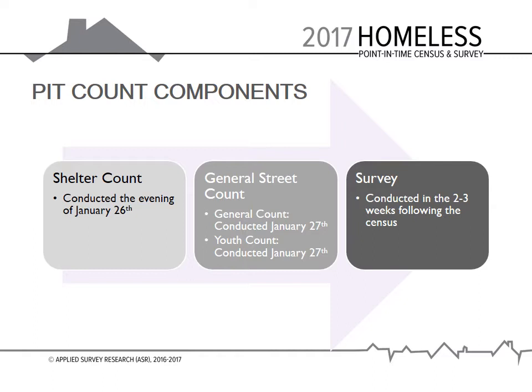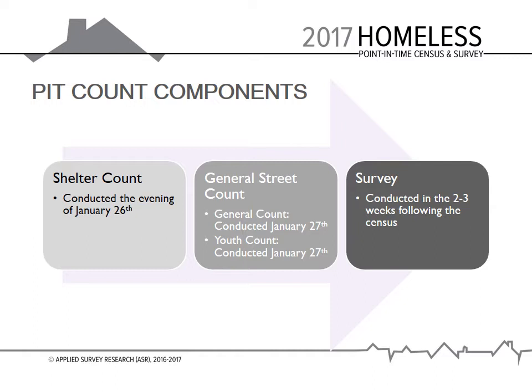And then the second box is the general street count. That goes on early morning of January 27th. That's what you'll be participating in. That's where we send out guides and volunteers into the field to collect street count visual data information. And then later on in the day, we have a youth count, and that's also conducted on January 27th. It's just a little bit later, and that is because the data and research that we found shows that it's best to count this youth age group, which is under 25, in the later afternoon times.